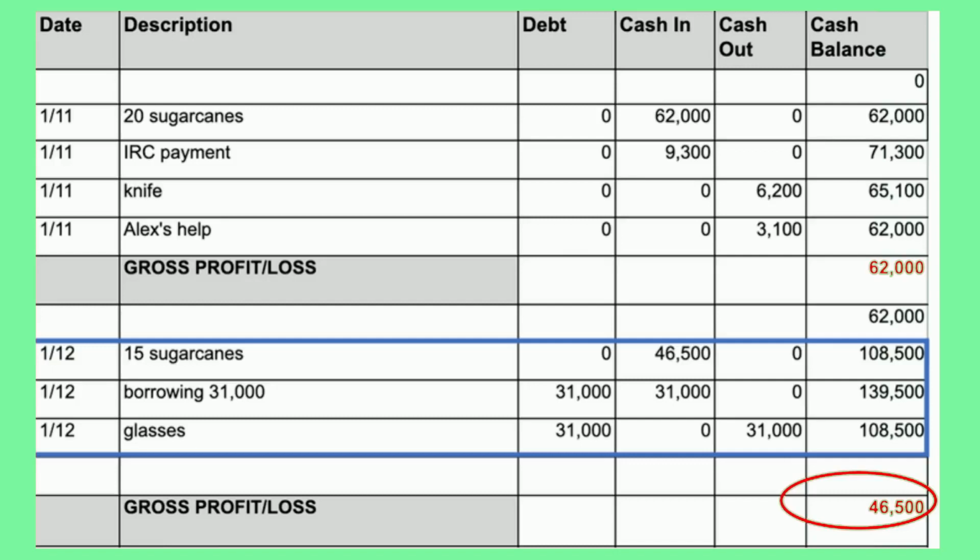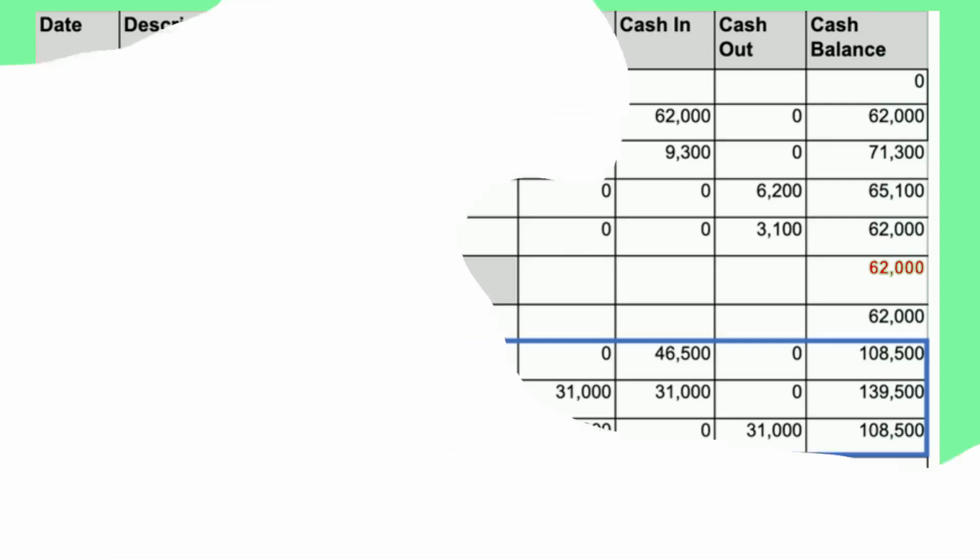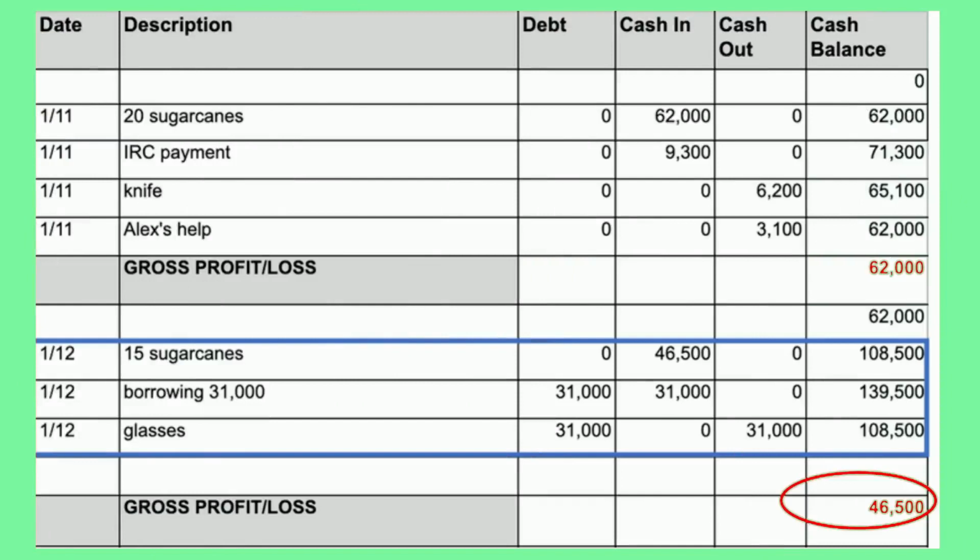Today, I also borrowed 31,000 Ugandan shillings from a friend to buy some cups for sugarcane juice, which I will repay tomorrow. So I include 31,000 Ugandan shillings in the debt column and also as cash in, as this is extra money I have today. So my cash balance is 108,500 plus 31,000 is equal to 139,500 Ugandan shillings. So debt counts as cash in for now, but when I repay it, it will count as cash out.